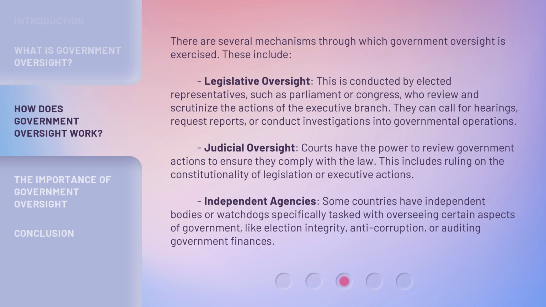Judicial oversight. Courts have the power to review government actions to ensure they comply with the law. This includes ruling on the constitutionality of legislation or executive actions. Independent agencies. Some countries have independent bodies or watchdogs specifically tasked with overseeing certain aspects of government, like election integrity, anti-corruption, or auditing government finances.